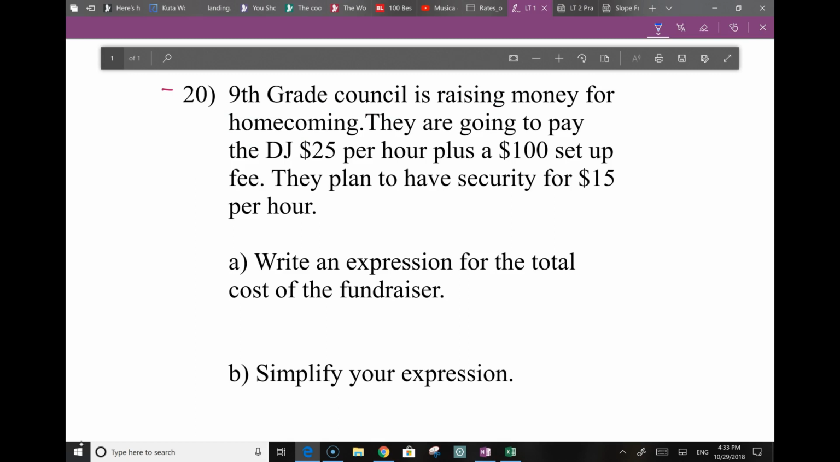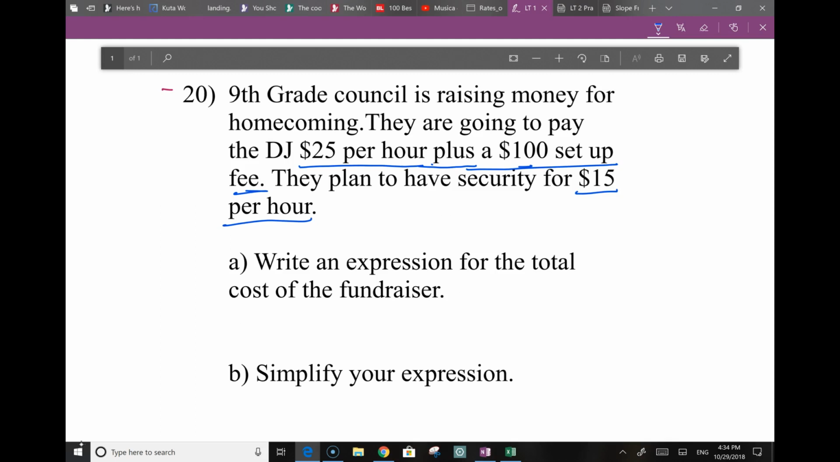They're going to pay the DJ $25 per hour. Okay, so now we're getting to information that we could potentially use. So $25 per hour. There's a word plus here, which is extremely important because we're going to translate that. Plus a $100 setup fee. Okay. And I'm going to read on. So they plan to have security for $15 per hour. So I underlined that part.